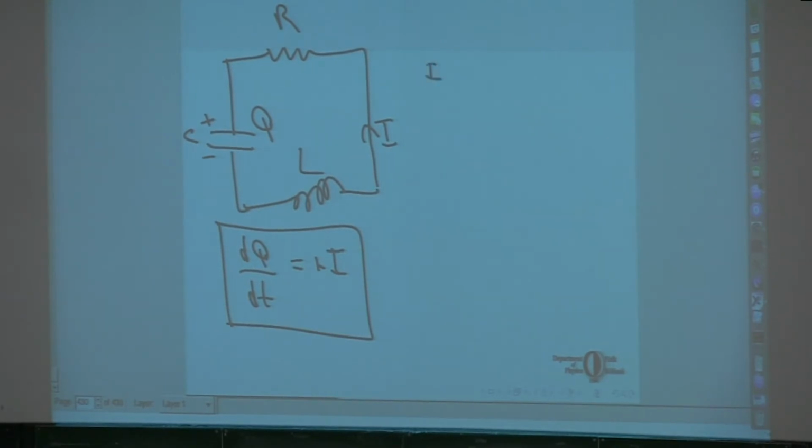Okay. Good start, the I times R. We have I times R, Q over C, L di by dt, and we will set this equal to 0. Now the thing is the plus or minuses. Which one is plus, which one is minus?